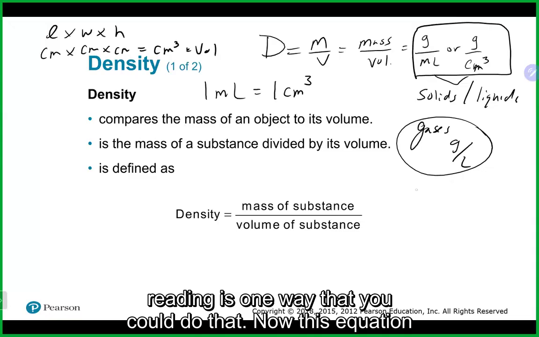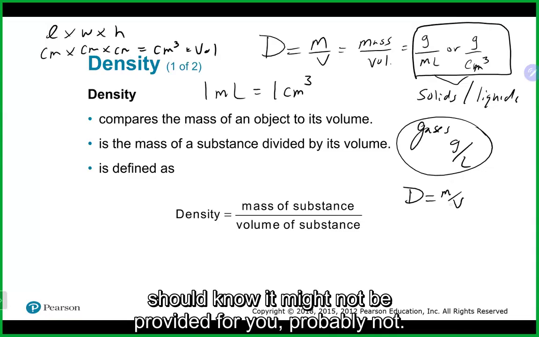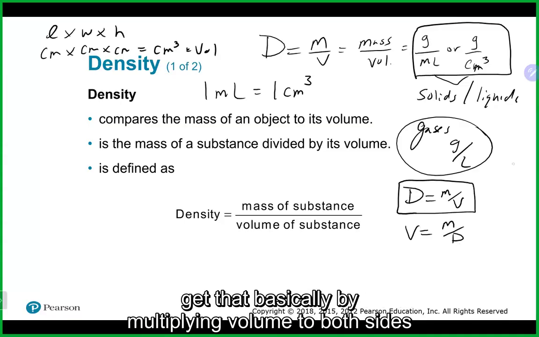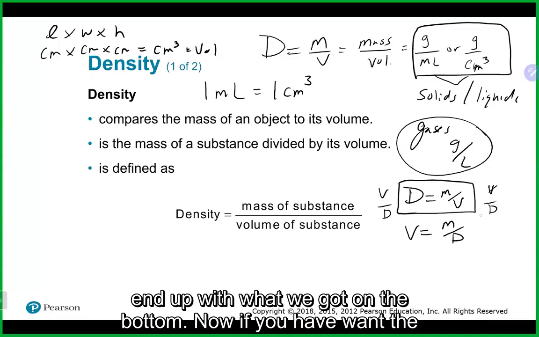Now, this equation is something that you should know how to rearrange, and it might not be provided for you, probably not. So volume in this case would be mass divided by density, and we get that by multiplying both sides by volume and then dividing both sides by density. Those cancel, and we end up with what we got on the bottom.